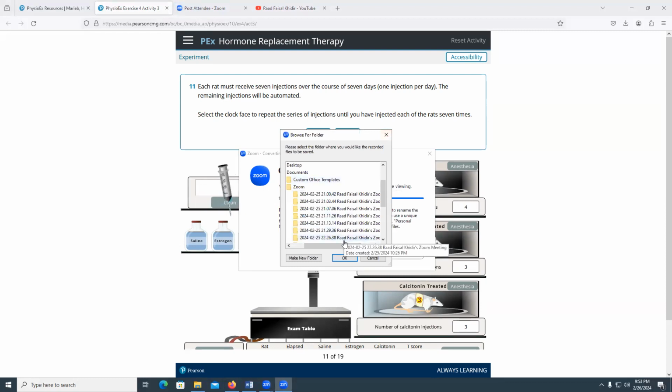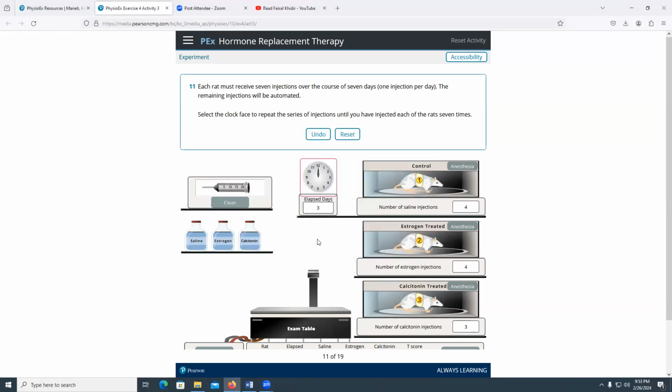Cleaned it. So that's the 4th day. Now let's do the 5th day. We're going to do this for 7 days.